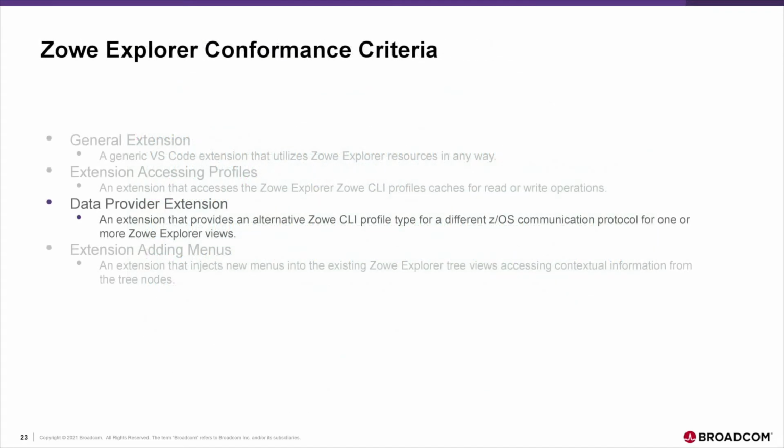The next category in the Zowe Explorer conformance criteria is for data provider extensions. So this type of extension provides an alternative Zowe CLI profile type for a different communication protocol for one or more Zowe Explorer views. So the default protocol Zowe Explorer uses is z/OSMF REST APIs, and a data provider extension adds support for another type of API.